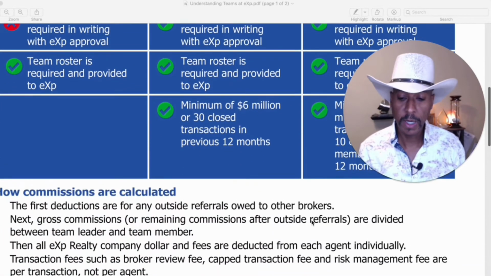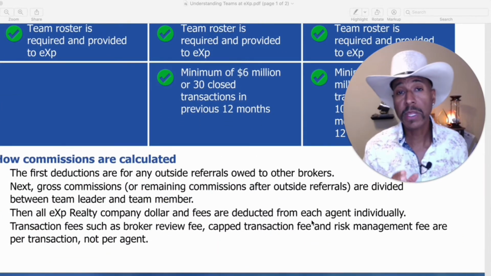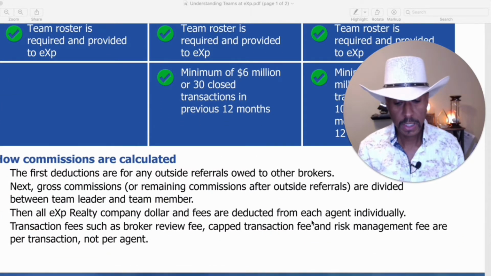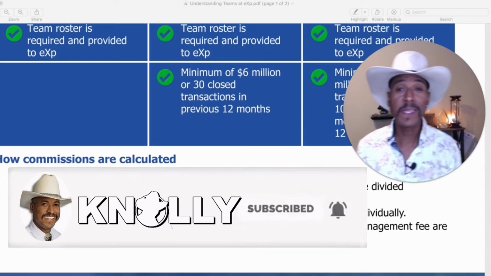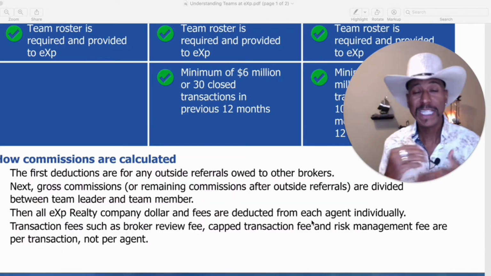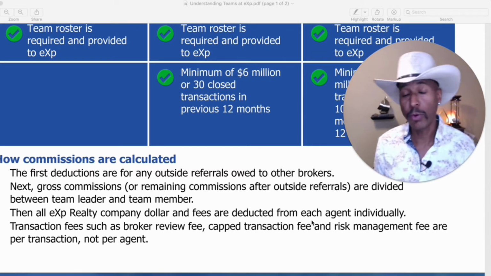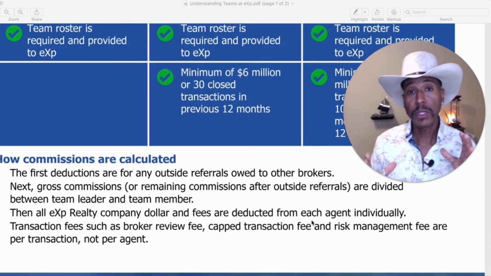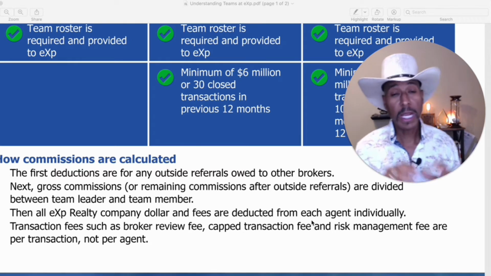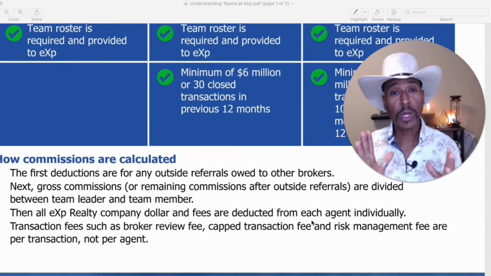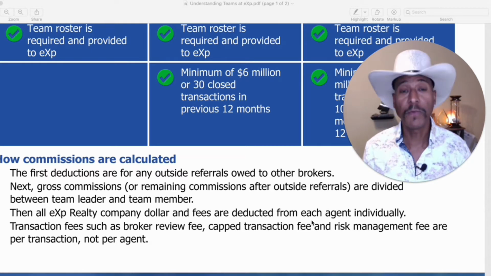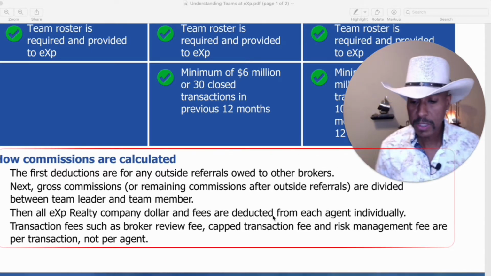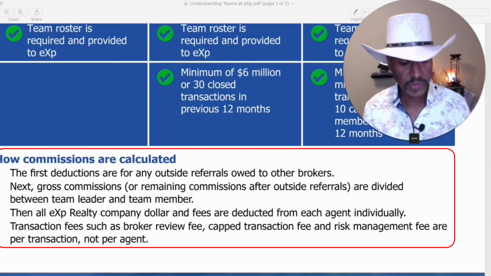I'm going to walk you through the rest of this very briefly, because I don't want to make this video too long. I've got other videos that are quite lengthy that explain more about teams at eXp. If you have an independent brokerage and you're thinking about joining eXp that way, I've got a lot of videos on that. But in this one, I just want to quickly go through the overview. How commission is calculated is very important for you to understand.